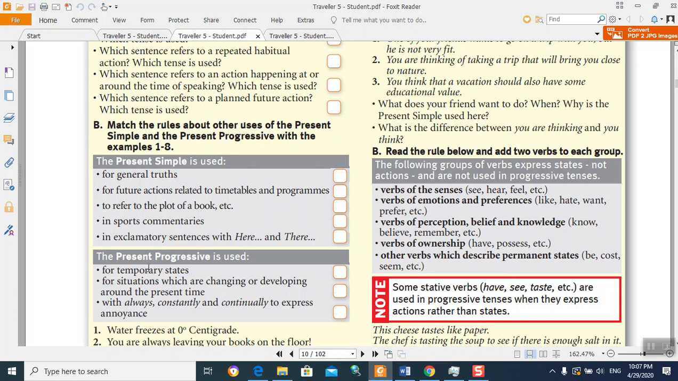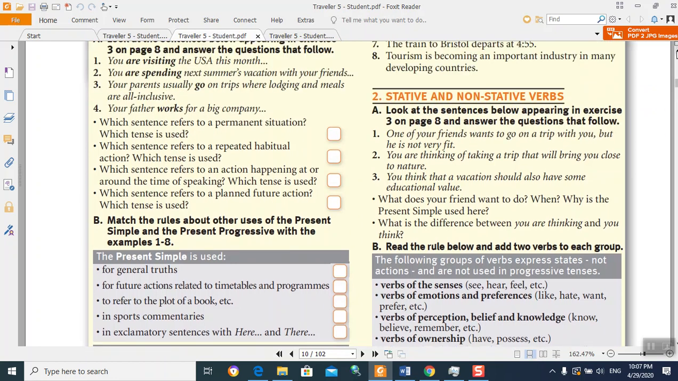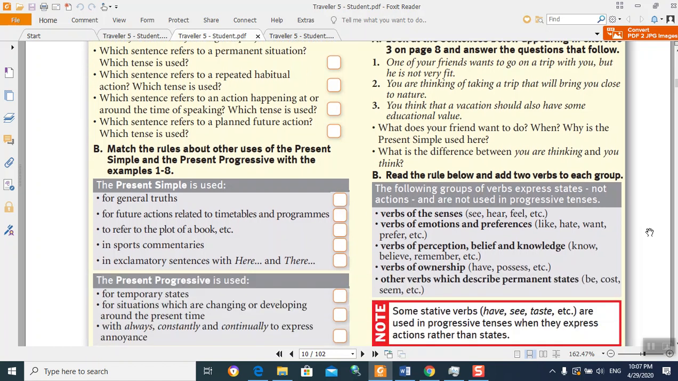We are also going to see some exceptions for these points. We have stative and non-stative verbs. You should know this when you deal with the present: some verbs, we can't add ing to them. You should know these groups. The following groups of verbs express states, not actions. So when the verb is not an action, you shouldn't give it ing.